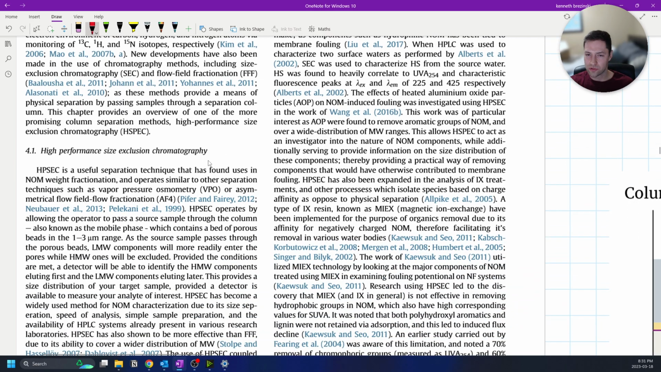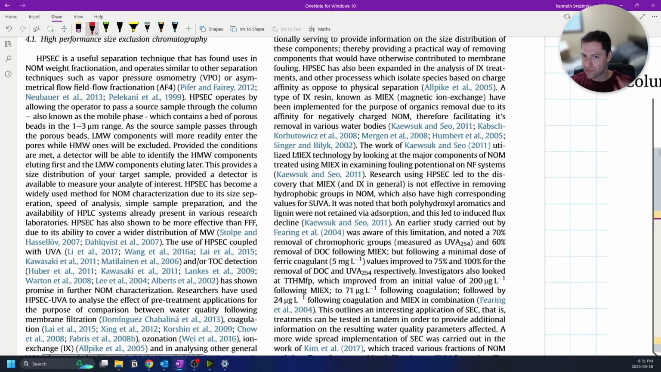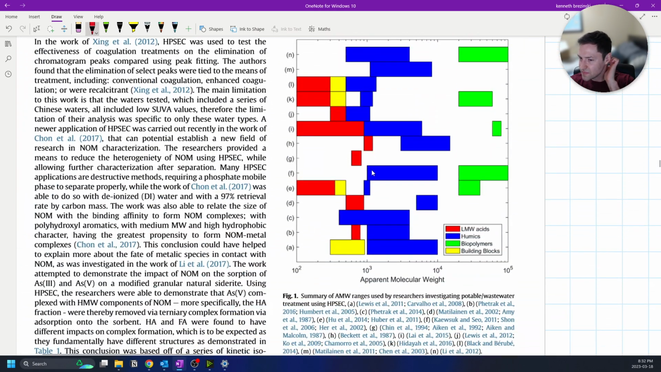High performance size exclusion chromatography. That's a mouthful. I should probably just refer to it as HPSEC. I do go into it a bit again in the previous presentation, so I'm going to skip it for that reason. I do go into this image in the other presentation as well, but it's interesting to note that again we're looking at different hydrophilic, hydrophobic acids, large, small. So here's low molecular weight acids here, and humics, referring to humic acids.